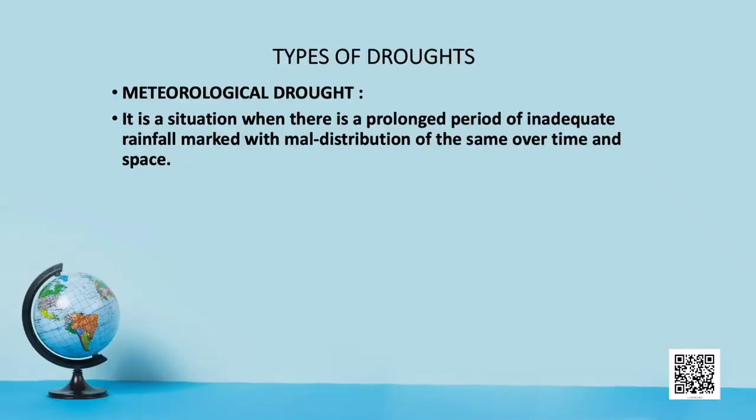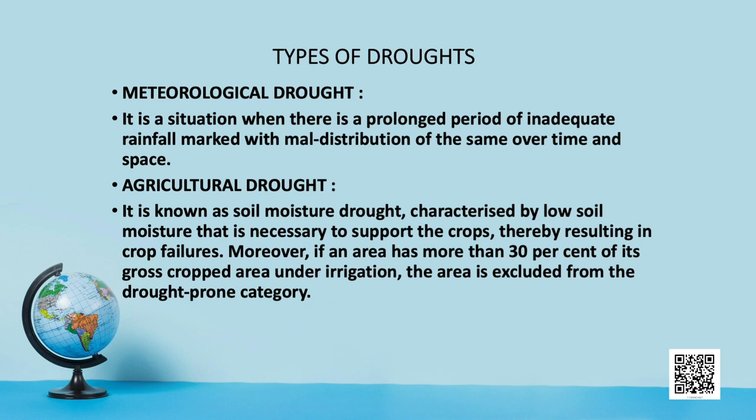There are various types of droughts. Let's discuss them one by one. The first type is meteorological drought. It is a situation when there is a prolonged period of inadequate rainfall, marked with maldistribution of the same over time and space. So, a vast area which does not get rainfall.